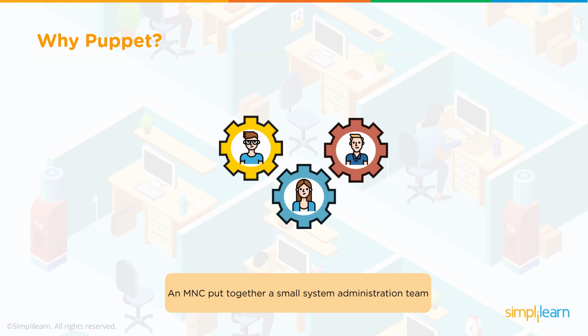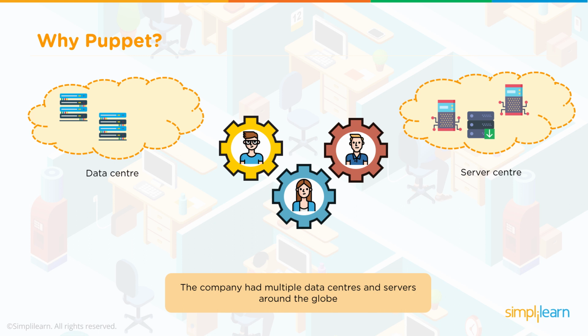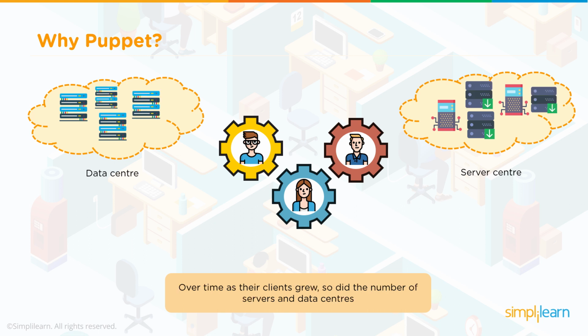So consider the scenario of an MNC. The MNC puts together a small team of system administrators. They're responsible for taking care of the infrastructure of this organization. Now this infrastructure could consist of data centers, server centers, and many such components. Fortunately for the MNC, they were doing extremely well. So the number of clients kept growing consistently, and with this came a boom in the infrastructure size.